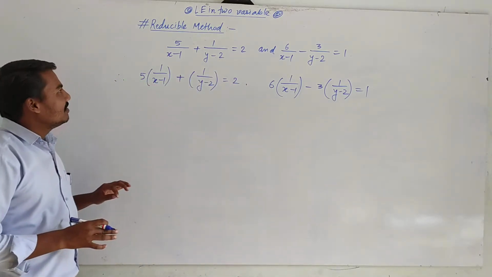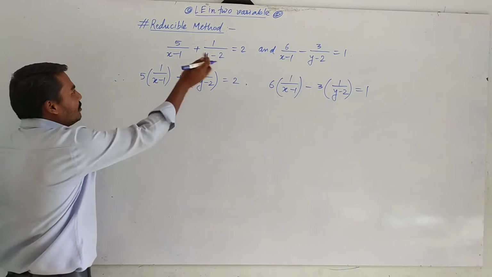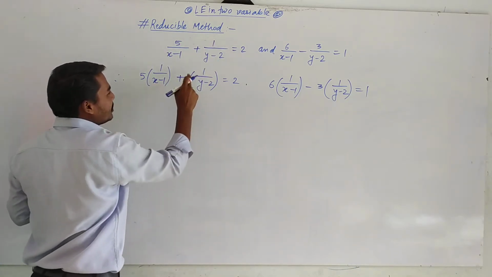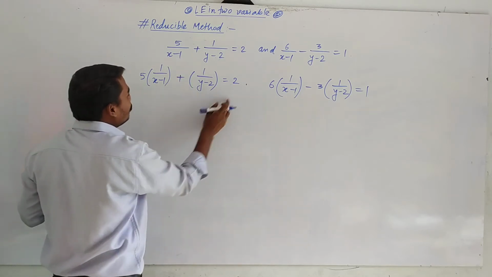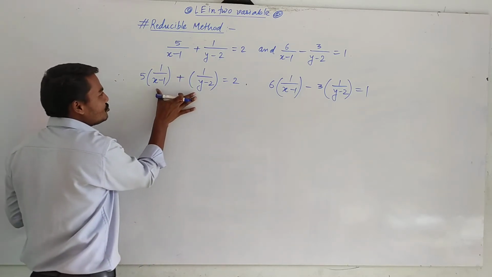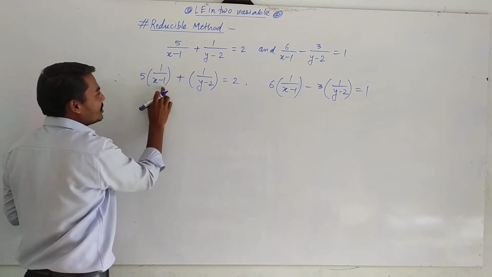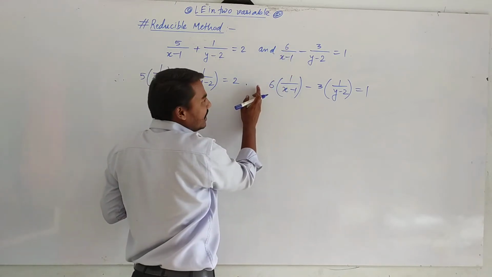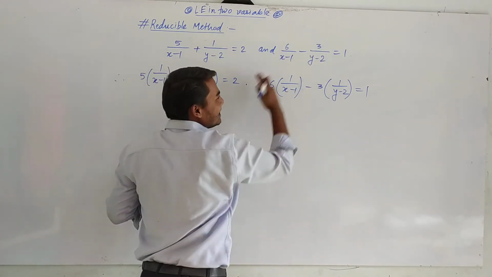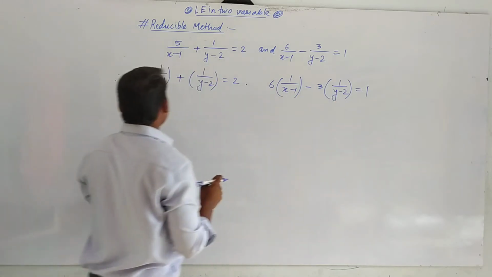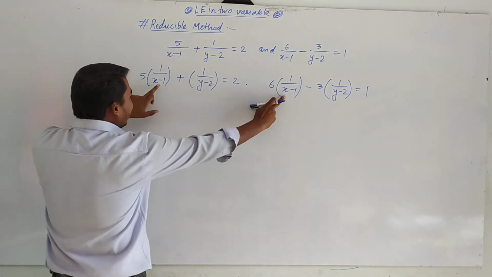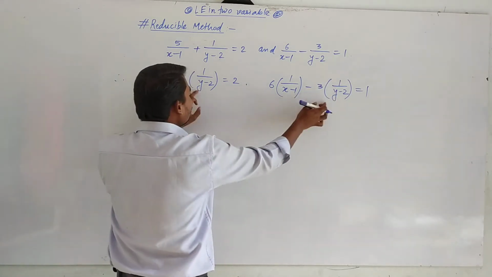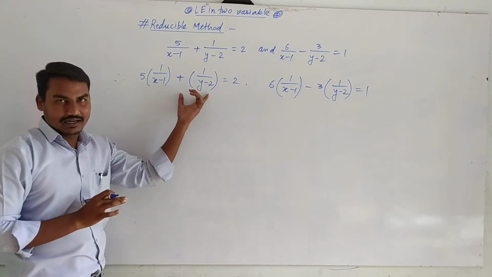Now see what I did. 5 is the coefficient of 1 by x minus 1, and 1 is the coefficient of 1 by y minus 2. So these two groups are formed: 1 by x minus 1 and 1 by y minus 2. And here also 6 is the coefficient, take it outside, it becomes 1 by x minus 1. 3 is taken outside, 1 by y minus 2. So these two become equal: 1 by x minus 1 and 1 by x minus 1, 1 by y minus 2 and 1 by y minus 2. That's why I wrote it like that.